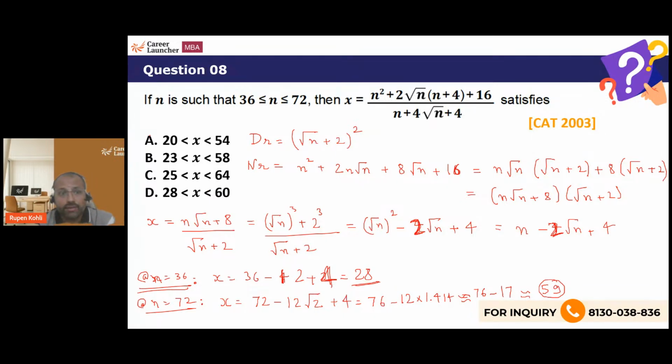So 59 is not included in options A and B because the upper limit is less than that. D is already ruled out, so C is the choice. So we are looking for an answer which is inclusive of the entire range, right? The actual range can be more than the exact range, but not less than that, right? So 28 to 59 is the actual range. So 25 to 64 includes that range. All right.